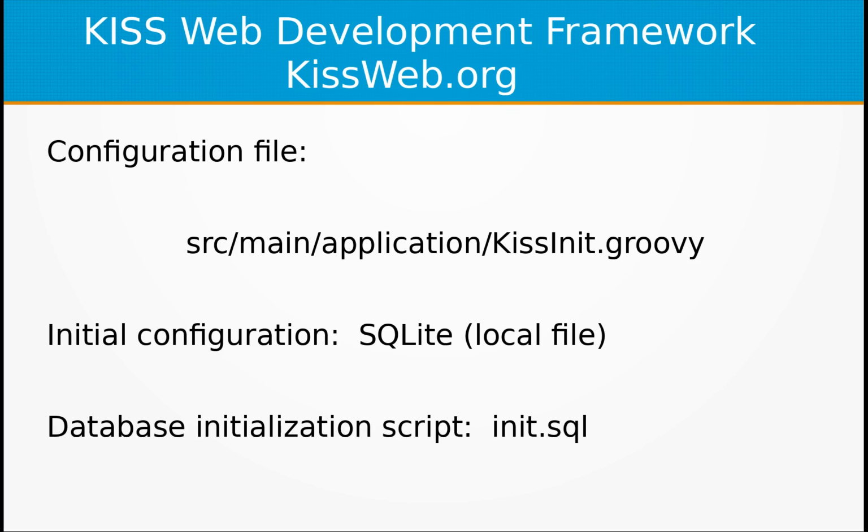KISS comes with a single initialization file that tells it what the parameters are for the database that you're going to use: what the database server is, what database it is, what your username and password are, all those kinds of things. That's located in the file source main application KISS init.groovy. Whenever you change that file, you have to be sure to reboot KISS, so it only looks at that file when you first boot the system.